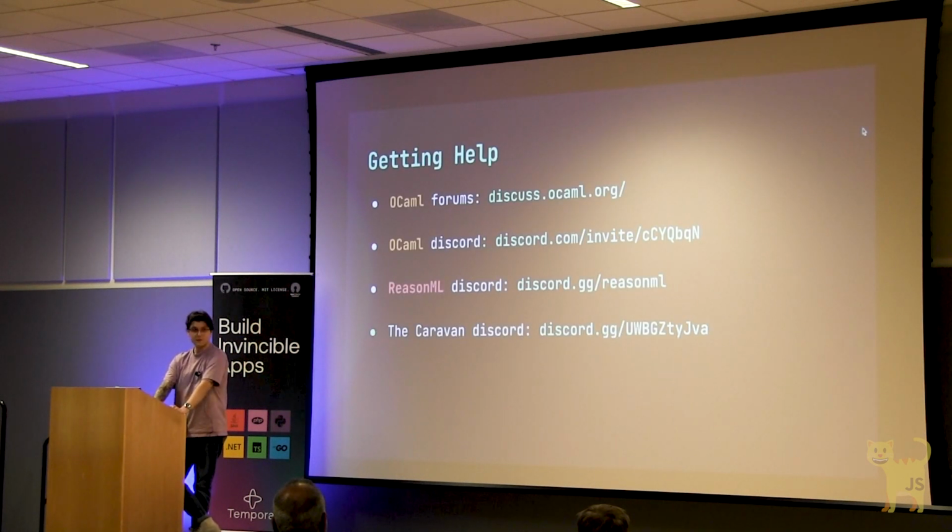If you need to get help and you choose to just check this stuff out, some of the best places to get help are the OCaml forums. Both OCaml and Reason have a Discord. And then I'm part of this Discord community of a bunch of functional programming streamers, a lot of us do OCaml content, called the Caravan. So you can hop in there and get help.